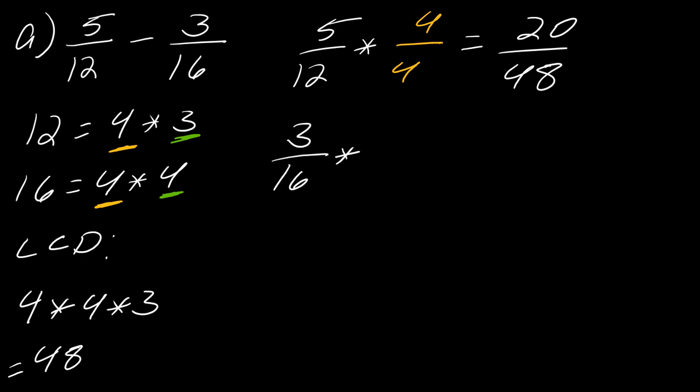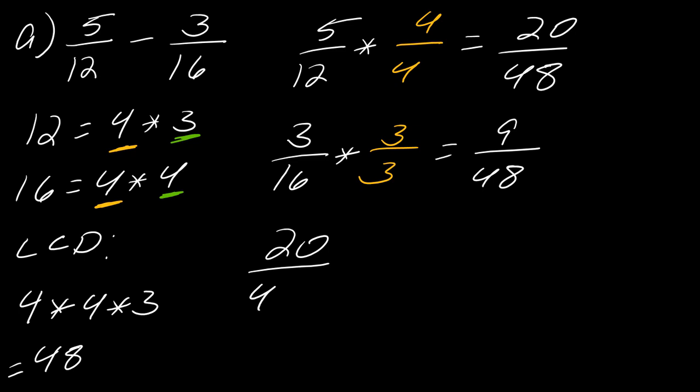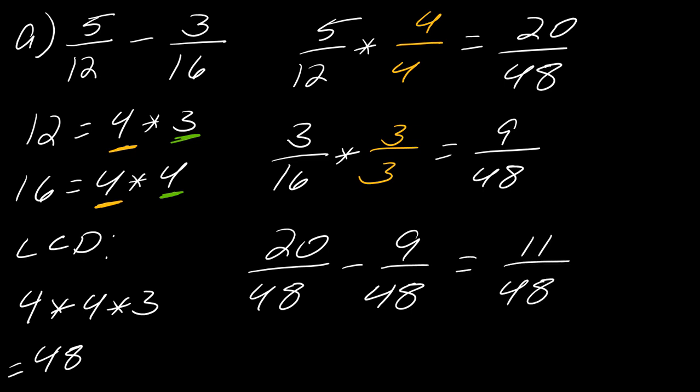And then for 3/16, so I know 16 is 4 times 4. The LCD I want is 4 times 4 times 3. So what do I multiply 16 by to get 48? I need to multiply it by 3. So I'm going to take 3 over 3. So this will become 9 over 48. So now I'm going to rewrite this as 20 over 48 minus 9 over 48. And if I finish this, I get 11 over 48.